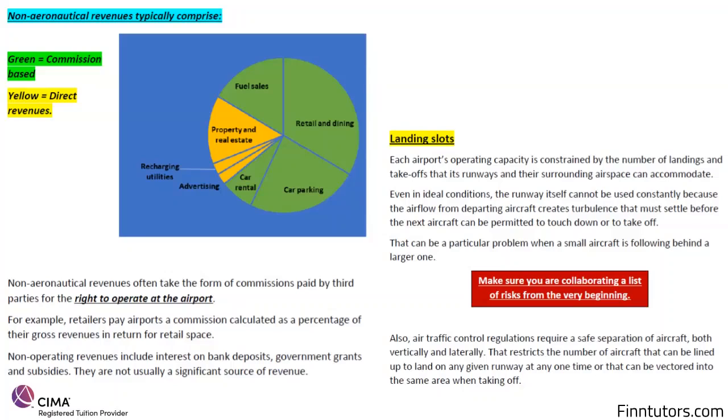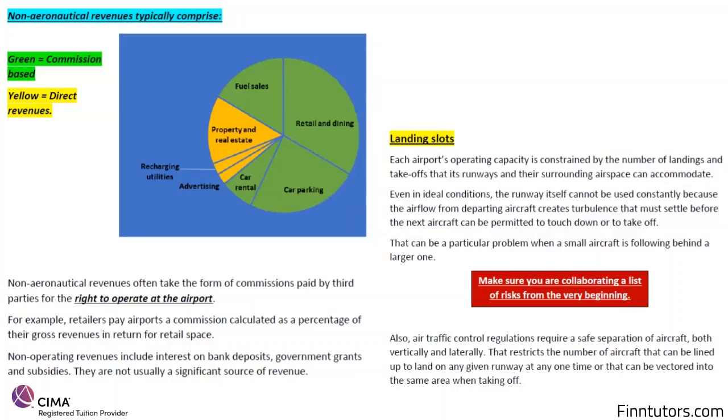Even in ideal conditions, the runway itself cannot be used constantly because the airflow from departing aircraft and the airflow from incoming aircraft must settle down before the next aircraft can be permitted to touch down. So there has to be a gap between these aircraft, and that limits your operating capacity. That can be a particular problem when a small aircraft is following behind a large one. So again, make sure you're collaborating a list of risks.